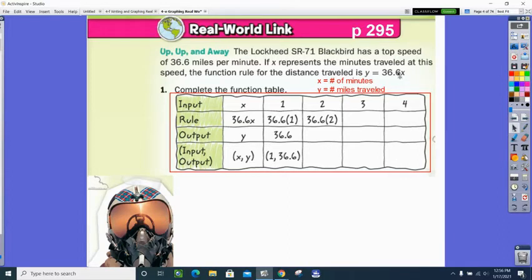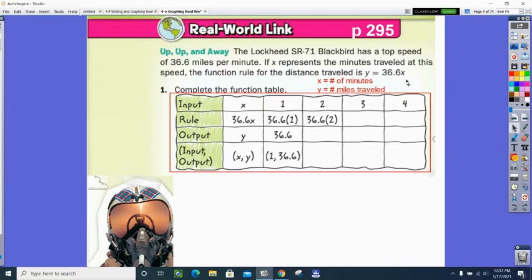So if this jet was to fly for 1 minute, 36.6 times 1 would be 36.6. So for 1 minute, there would be 36.6 miles traveled. I mean, that's almost from Ledyard to Hartford in 1 minute. So now what we're going to do is make a function table, and we're going to be using this rule. And we're not going to get worried about the decimal.